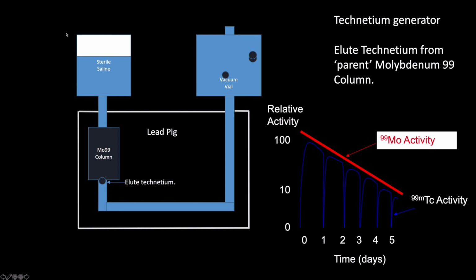But as we go through the week, there's less and less molybdenum available, so there's less technetium that we can get from the block. So this means that every week we need to replace this generator. It also means at the start of the week I can do lots and lots of bone scans and VQ scans, but on a Friday at the end of the week I can barely scan anything, which is fine by me for an early finish.